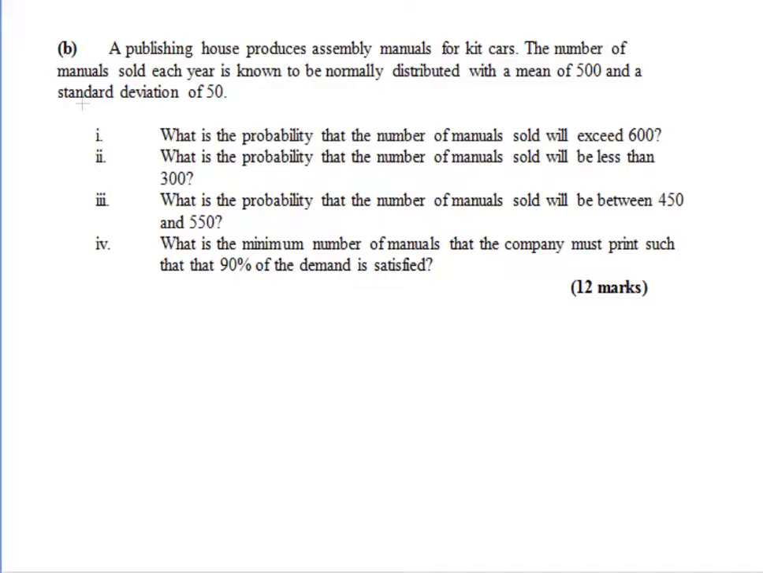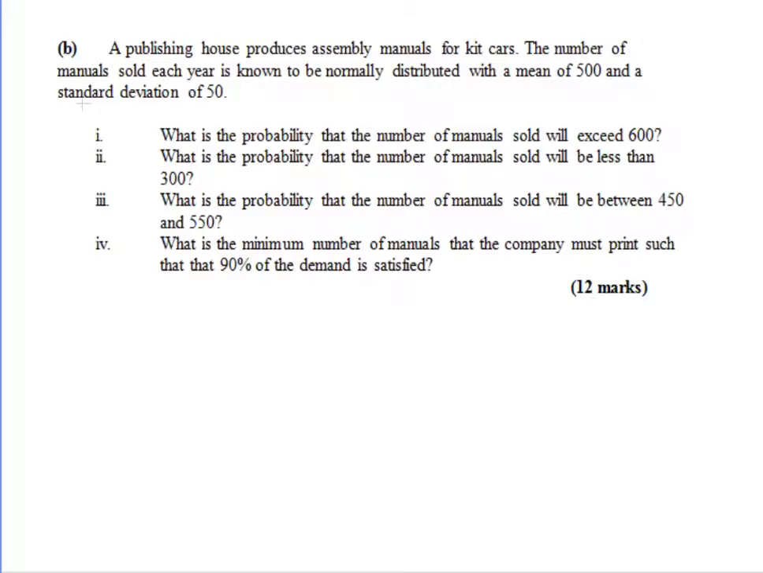In this presentation, we're going to continue on with the normal distribution question from Business Statistics from summer 2011. So in the previous presentation, we've done questions 1 and 2. So now we're going to look at question 3.